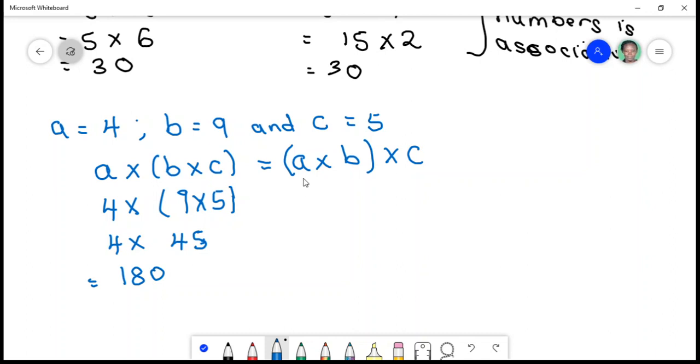A times B, 4. So I have 4 times 9 times 5. So this is 4 times 9, which is 36, times 5. 36 times 5 is 180. What did you get? You get the same result. So you realize that multiplication here is associative.